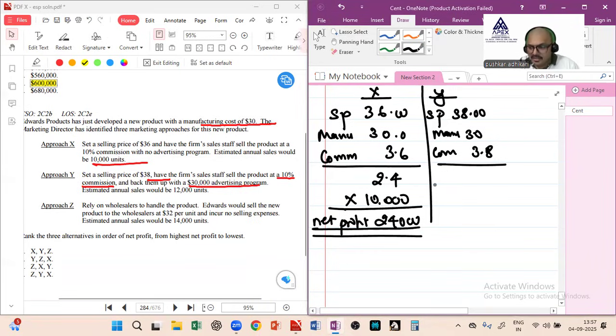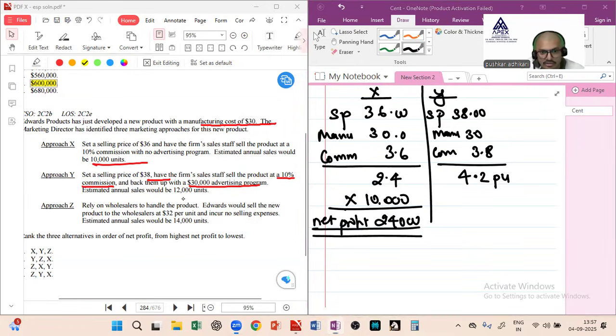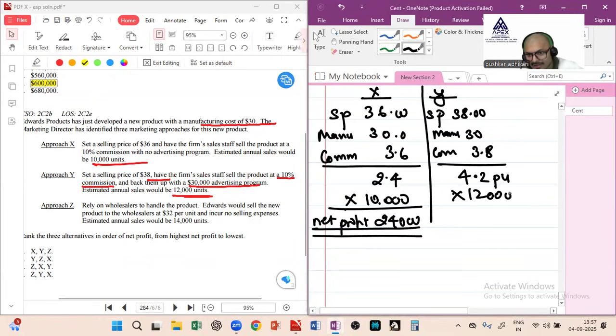38 minus 30 minus 3.8. So here I am left with how much? I am left with 4.2 per unit. How many units am I going to sell? 12,000. So first multiply this by 12,000.